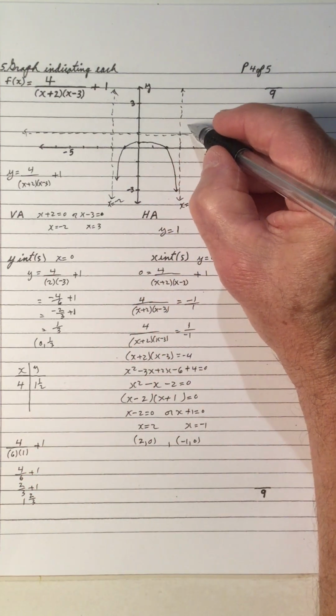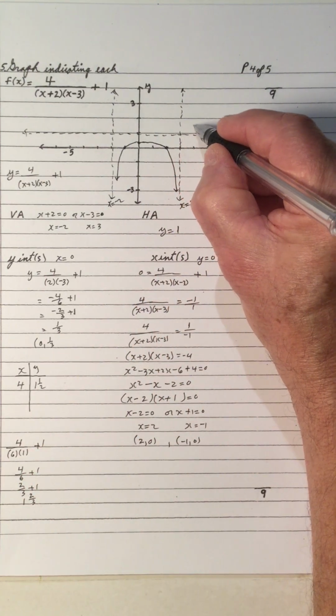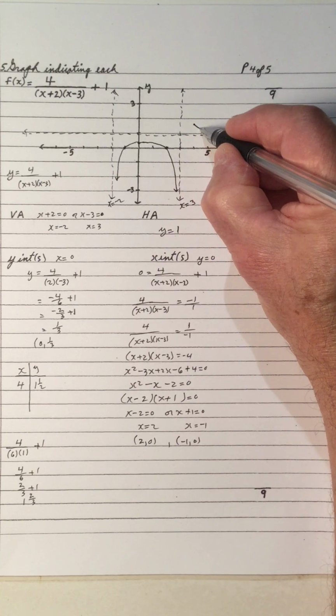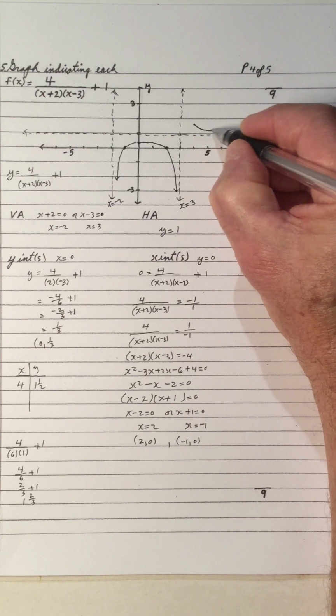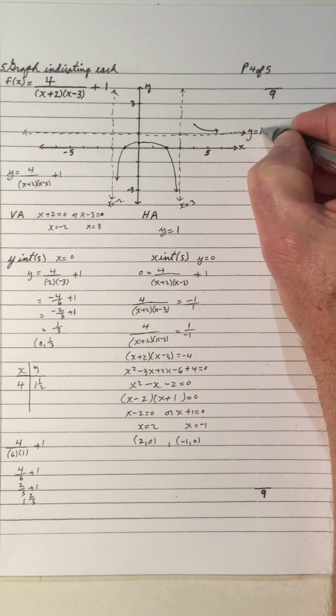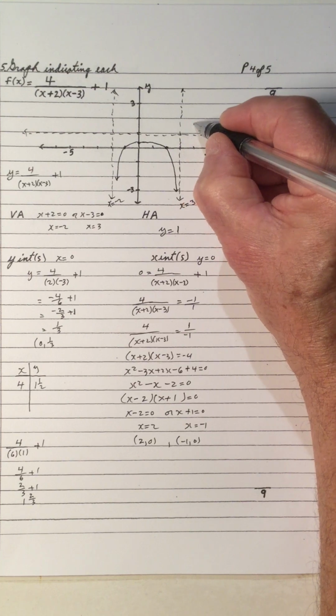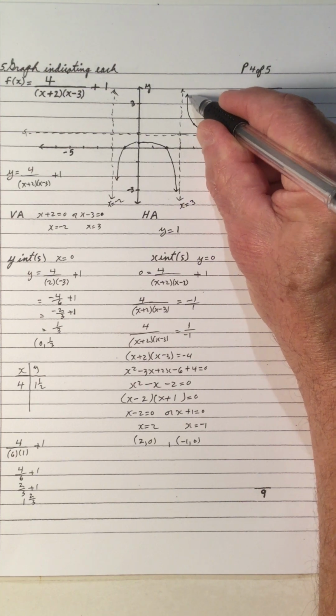So 4 gives 1 and 2/3. There's 1, there's 2. So 1 and 2/3 is about there. So that means this graph is going towards this asymptote as it goes to infinity. The graph is approaching 1. As it goes towards the 3 on the left side, it's going to infinity.